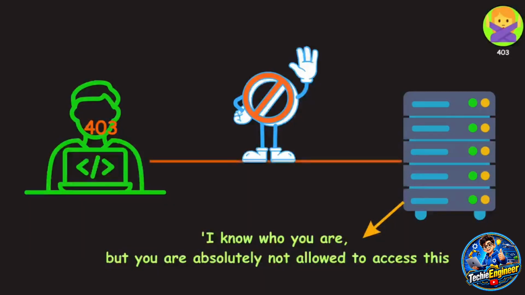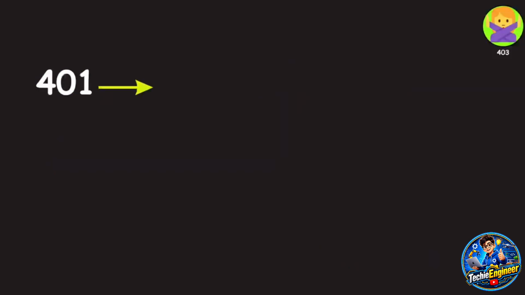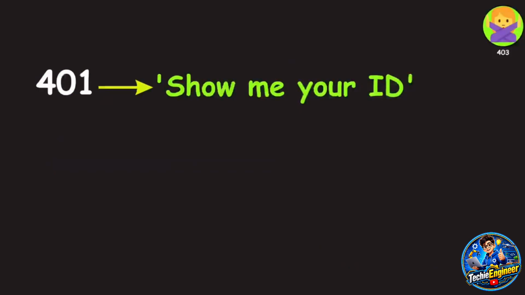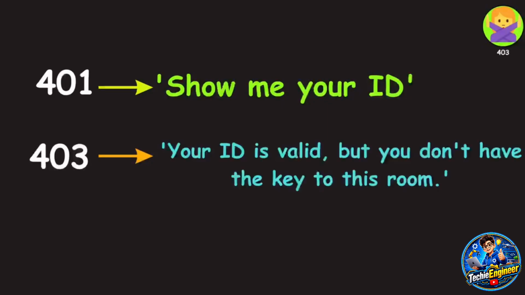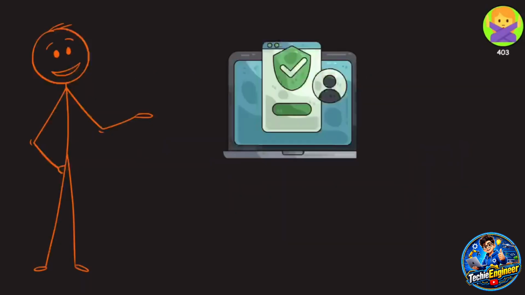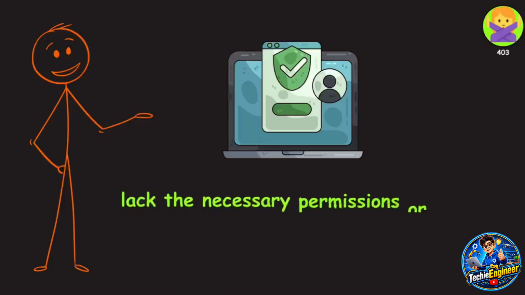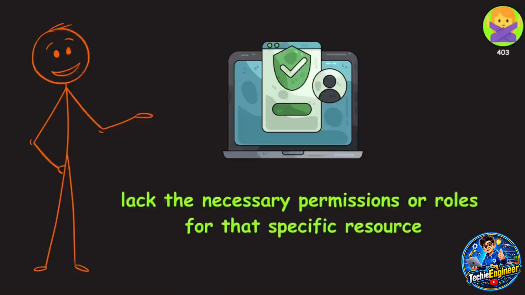Think of it this way. A 401 means show me your ID. A 403 means your ID is valid, but you don't have the key to this room. You're authenticated, but you lack the necessary permissions or roles for that specific resource.